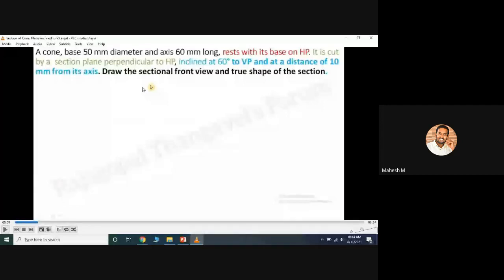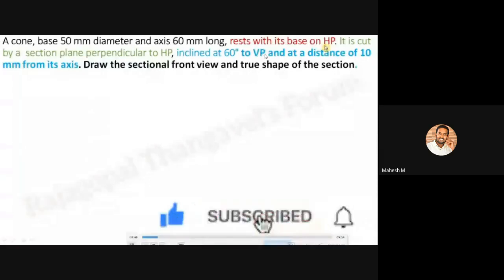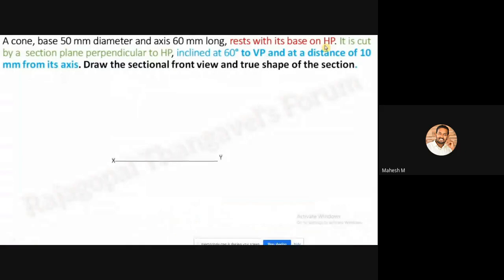Okay, so it is cut by a section plane perpendicular to HP, inclined at 60 degree to VP. So we have to create a section plane in the top view and at a distance of 10 away from its axis. So previously we have discussed about 8 mm. So here the distance is 10 away from the axis. So you have to create your inner circle that is 10 mm, that is having a 10 mm of radius. So you can create your sectional front view and true shape.